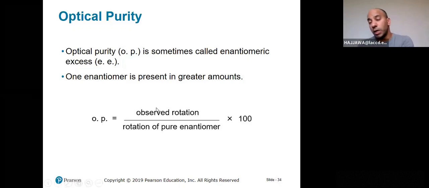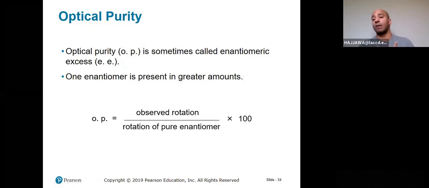That observed rotation, I need to divide it by the rotation of the pure enantiomer that matches the sign of the observed rotation. Meaning, if the observed rotation was negative, I need to divide it by the negative value of that pure enantiomer. If the observed rotation was positive, I need to divide it by the rotation of the pure enantiomer that's in the positive value, times 100% to get the percent of the optical purity.